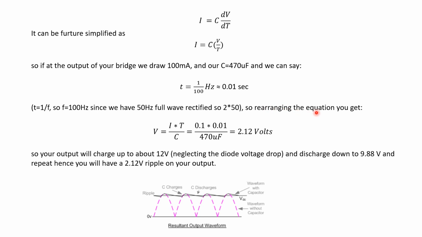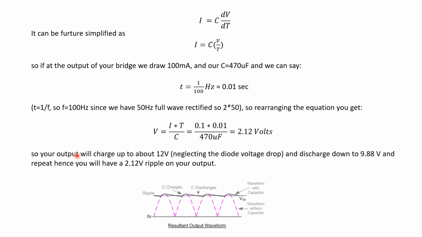So rearranging the equation, we will get V equal to I into T by C. If we rearrange this equation, I is 0.1, that is 100 milliampere, and the T's value is 0.01. We have calculated it here, and C we have assumed at 470 microfarad. Then we get the voltage as 2.12 volts.